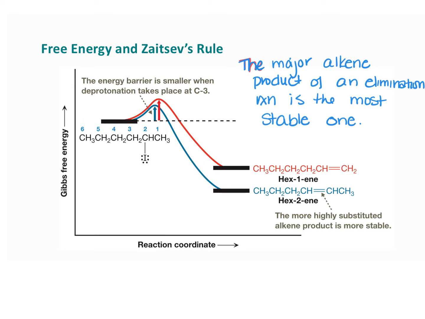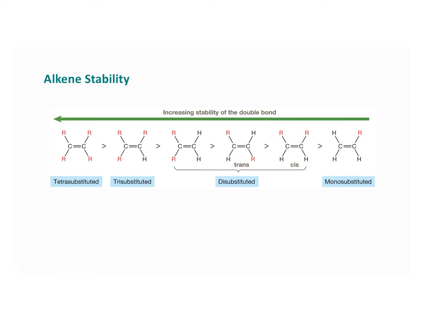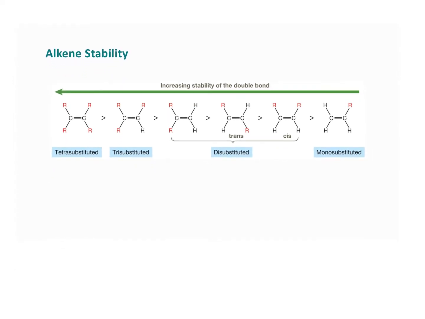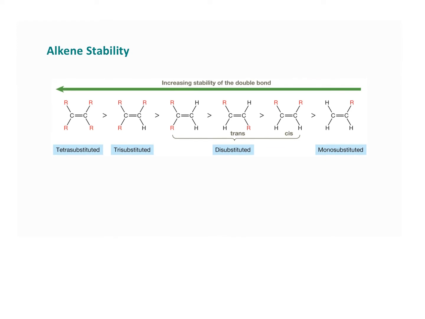Now, let's talk about alkene stability, right? Because this is something that we can predict. Because of the importance of alkene stability in elimination reactions, we need to know how to evaluate the relative stabilities of alkenes. So this is something that you need to know how to do. And so the relative stabilities are shown here in figure 9.25, and there are really two trends that stand out or should stand out to you.